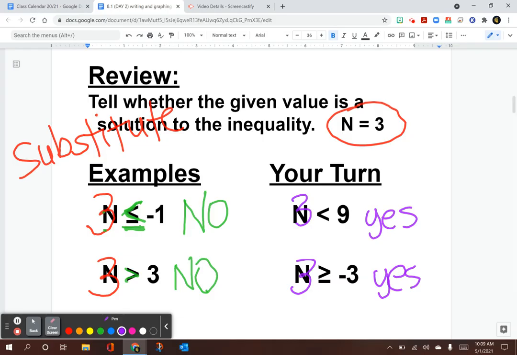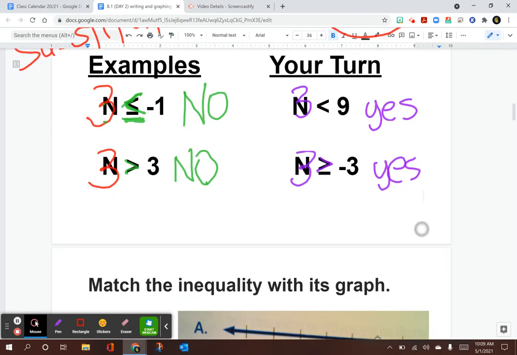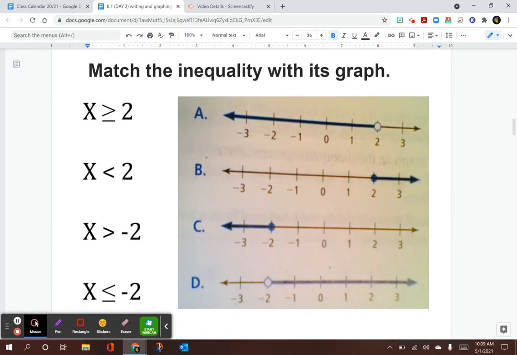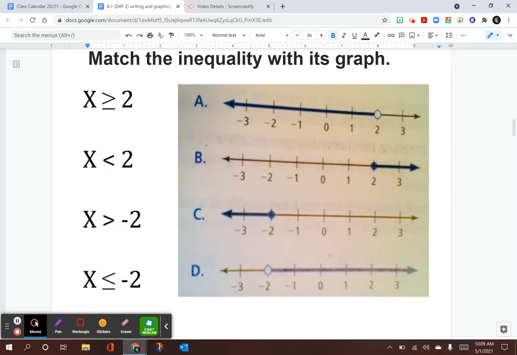Well, both of yours, 3 is a solution because 3 is smaller than 9 and 3 is greater than or equal to a -3 because any positive is always greater than any negative. How'd you do? Are you able to tell whether a given value is indeed part of the solution set of numbers? Well, now let's pay attention to each of these different types of graphs.